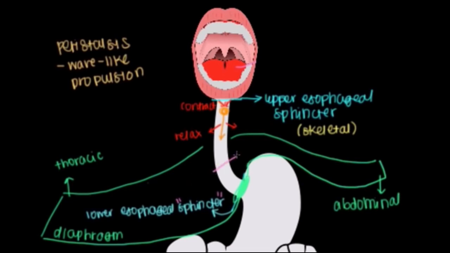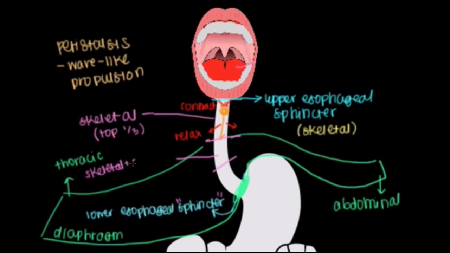So I'll draw three parts of the esophagus here. So the first part that we have is actually just skeletal muscle. So it's under our voluntary control, skeletal muscle. And so that's the top 1/3 of the esophagus. In the middle right here, we actually have a mix. We have skeletal under our control plus smooth muscle. And they kind of work together, so it's sort of in our control, but also not really. So that's going to be the middle 1/3 of the esophagus.